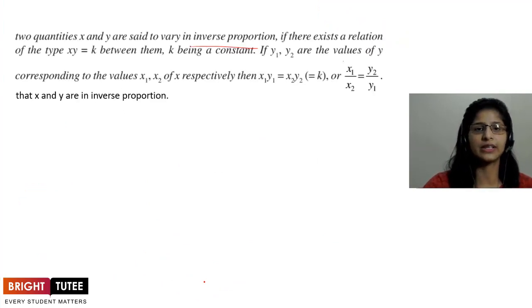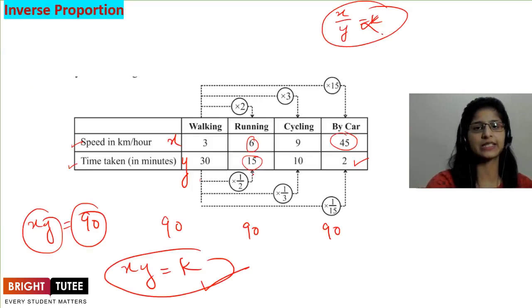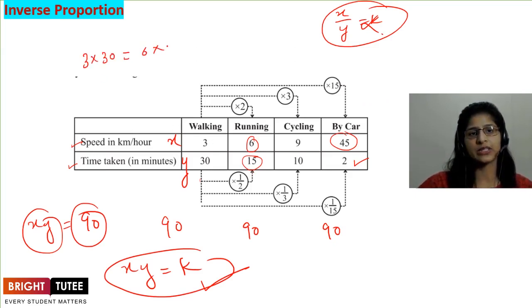So now it is written here that k being a constant, y1 and y2 are the values of y corresponding to the values x1 and x2 of x respectively, then x1 into y1 is equal to x2 y2, right? Or we can say this, just see the same example. Here if I write 3 into 30 is equal to 6 into 15. Yes, they both are 90. So I can consider this as x1, this is y1, this is x2, this is y2.